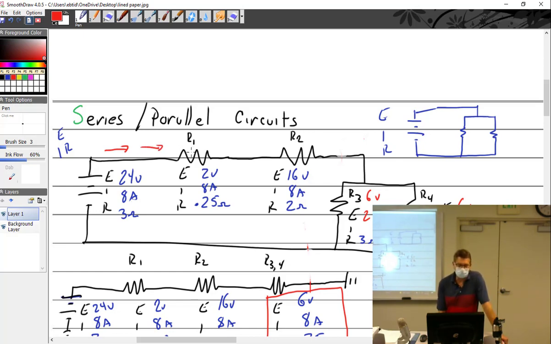Come across resistor 1, and we lose 2 volts. What's left? 22. All right, we have 22 volts. And how many amps do we have left after R1? 8. Okay, we have 22, and we're going to lose 16. We lose 16, and how many amps do we have left? 8. So we still have 8 amps going this way, and we're down to 6 volts.